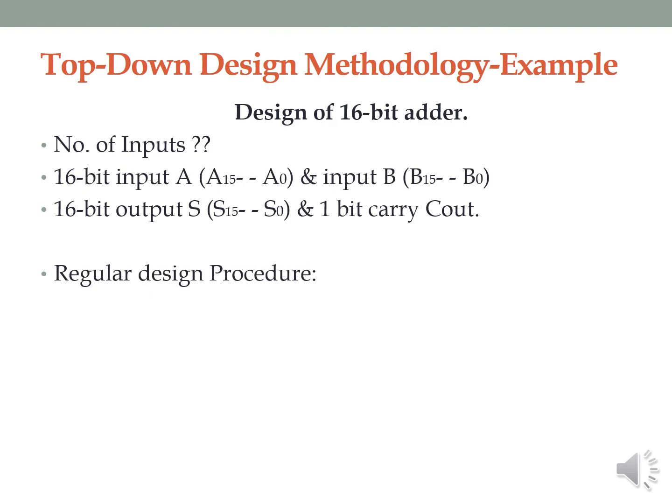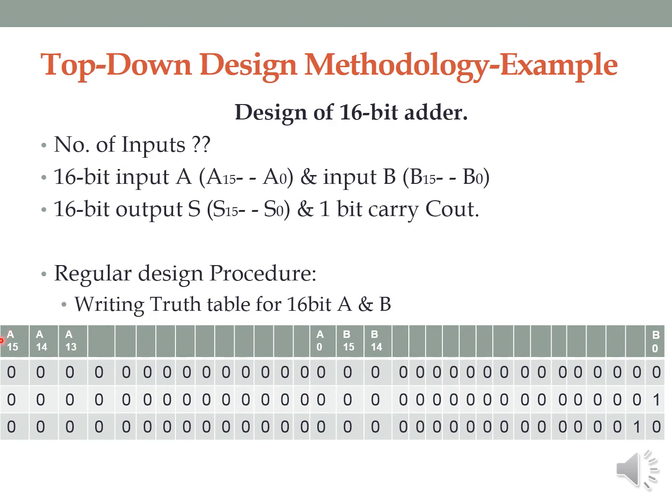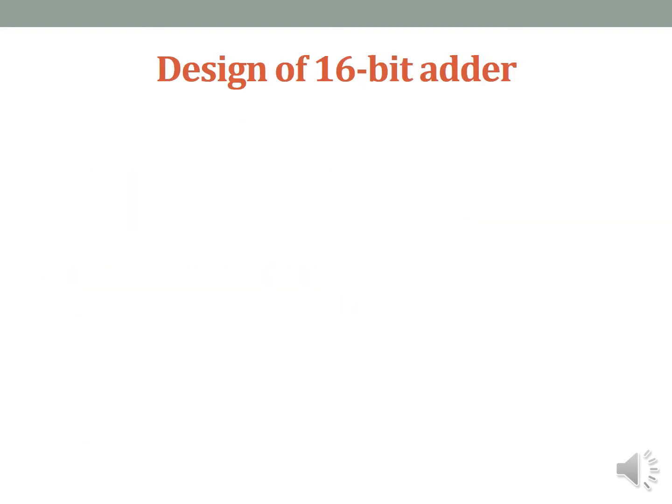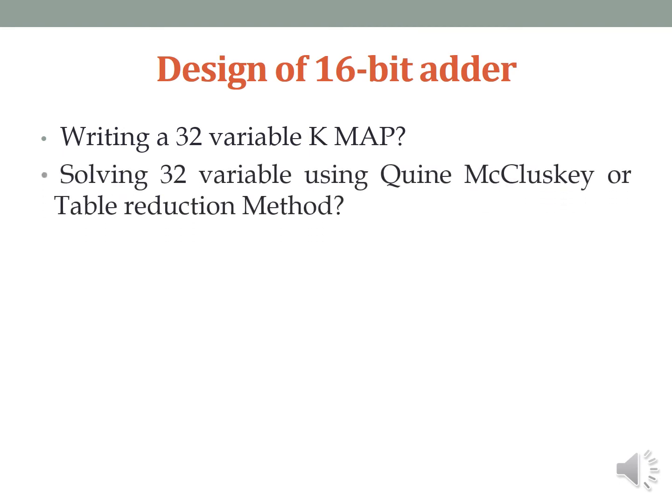If we are doing the regular design procedure, we probably have to write a truth table with 16 combinations of A along with 16 combinations of B, and the table would definitely be very complicated, and obtaining a simplified expression from such a huge table is highly impractical, cannot be done manually. So then how do we do the design of a 32-bit adder? Can we sit and write a 32 variable K-map to get the simplified expression? And can we solve this with the 32 variable Quine-McCluskey or a table reduction method? Definitely, all these simplification techniques fail.